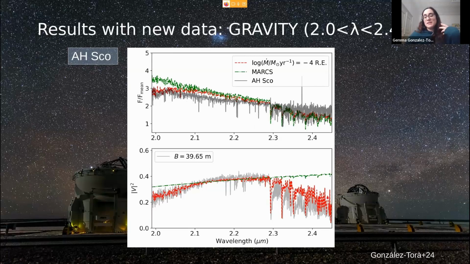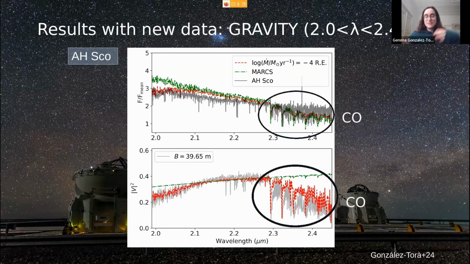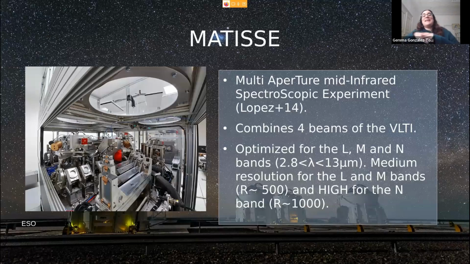And the important thing is when we go into the visibilities, because in the case of MARCS, there's no extension at all, so it doesn't fit at all. But when we are using our model, we are fitting again for the very first time the CO lines. But again, we are going even further because we have MATISSE data also. MATISSE goes to higher wavelengths, so we have L, M, and N data.